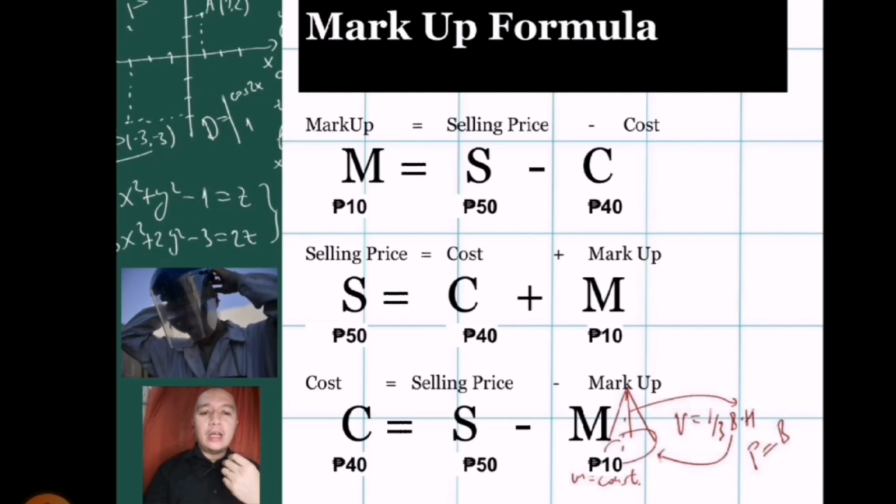Now, if what we're trying to find is cost, represented by letter C, all you have to do is deduct markup from the selling price. So the selling price is equal to 50 minus 10 of markup. Thus, we will have the cost of 40 pesos.